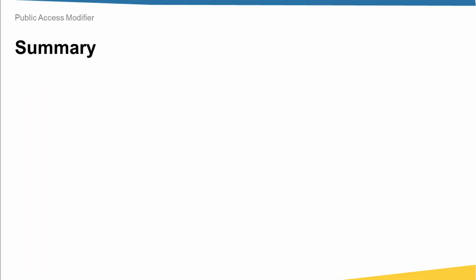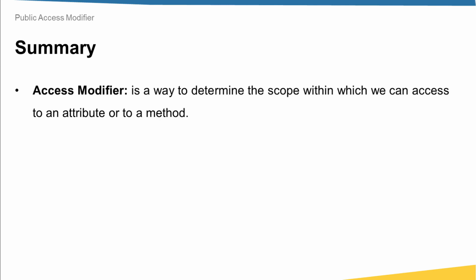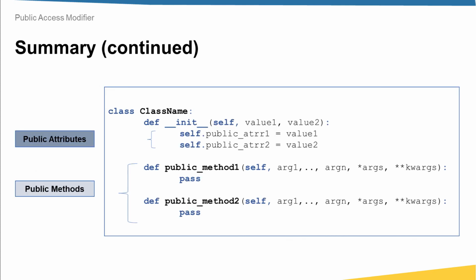Now let's recap what we have learned in this lecture. First of all, I started by defining what an access modifier is, and we saw it's just a way to determine the scope within which we can access an attribute or a method. Next, we learned about the public access modifier, and we saw that when we say that a method or an attribute is public, this means it can be accessed out of the class scope. After this, we talked about the syntax, and we saw that by default, everything is public and there is no need to do anything to make a method or an attribute public.